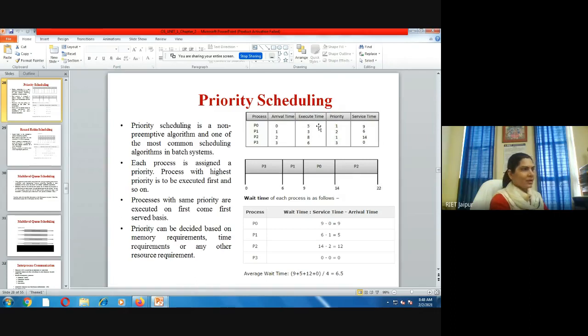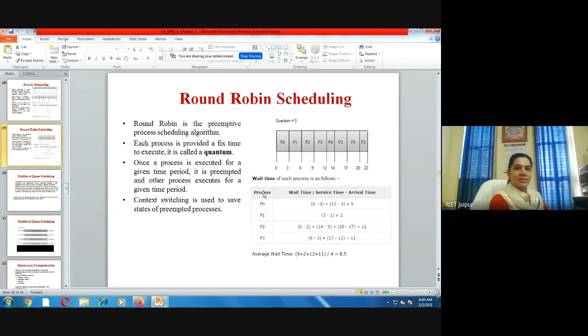What we have assumed is a time quantum of 3. So what happened? P0 arrived at time instant 0, so initially we allotted the processor to P0. It will execute in FCFS manner only. So P0, P1, P2, P3. One round is over at time instant 12, as we assigned 3 units each.